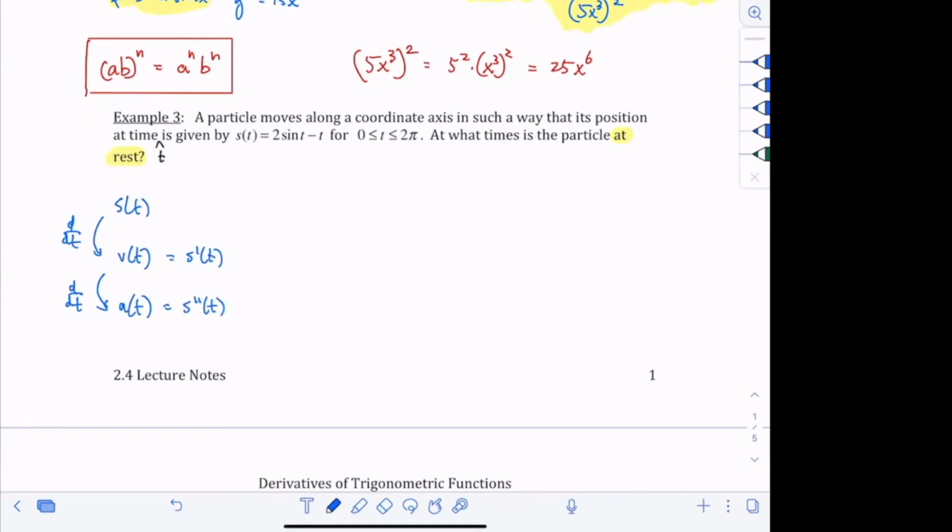This is kind of what your quiz was about. Some of you only did the first derivative. You've got to do 2 derivatives for the acceleration, I mean.